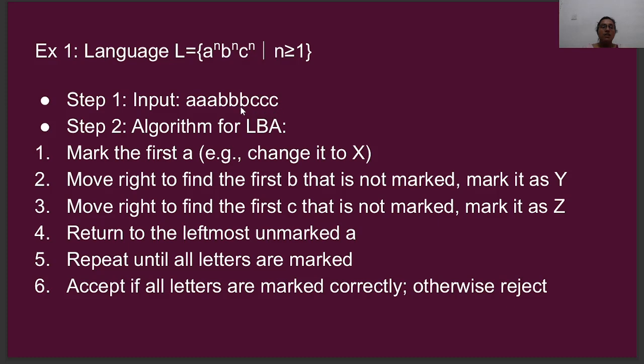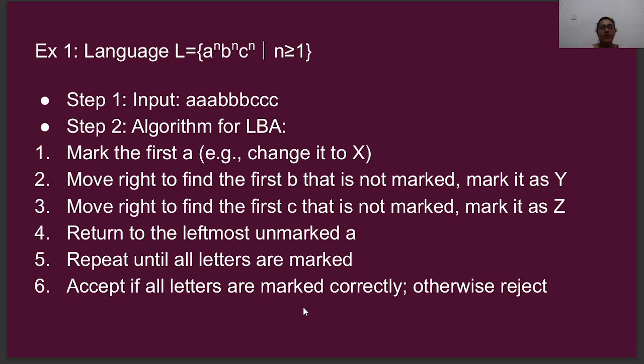Then if you return, there is no more place to return, there are no A's pending. So we accept if all the letters are marked. In this input, if all the letters are either an X or a Y or a Z, then they are accepted. Otherwise, if there is anything not marked, then it is rejected, so it is not A raised to n, B raised to n, C raised to n. So this is exactly matching the input size, the algorithm.